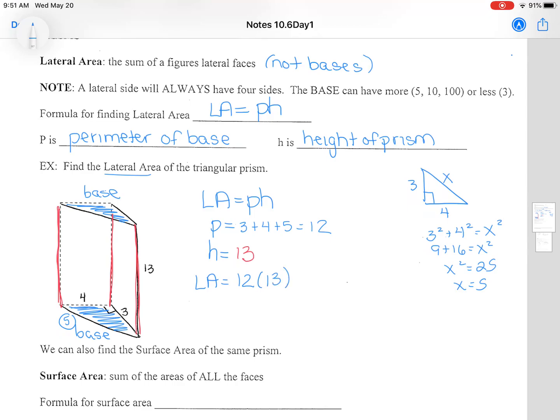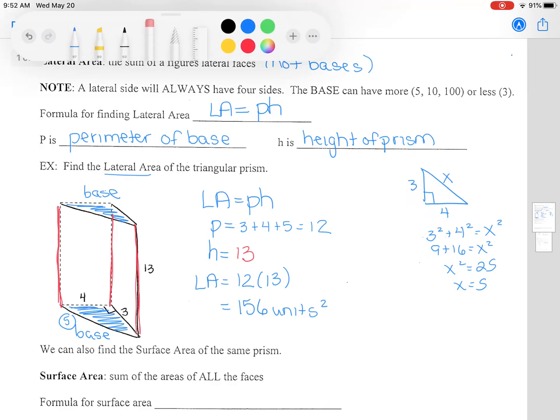So now lateral area is P times H. So P is 12, H is 13, which gives us 156, and we are still continuing with area here, so make sure that you have your units squared for every single answer for this.